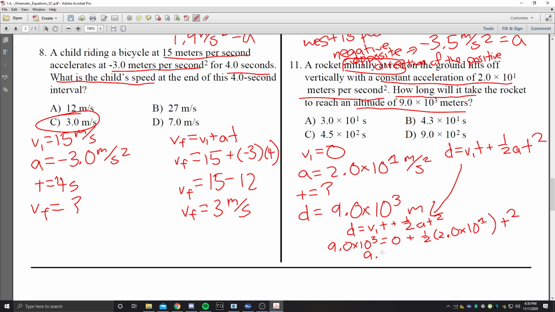So you finish solving this. 1/2 times 2.0 is 1 times 10 to the 1.